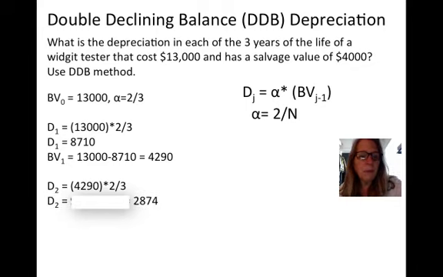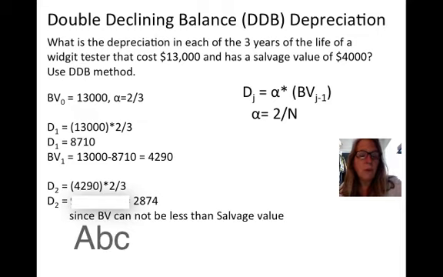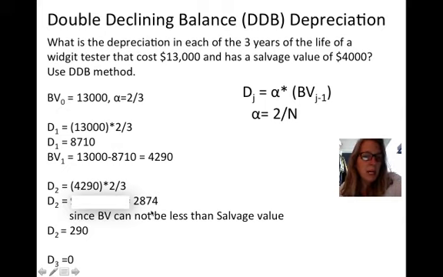But the problem with that is that if we take 2874 minus the book value of 4290, we'll get below the $4,000 salvage value. So we need to limit the depreciation to 290. You can see that this 290 will bring us down to the salvage value of 4,000, so we're going to limit the depreciation to that. And because we already are at salvage value, the depreciation in year 3 is just 0.